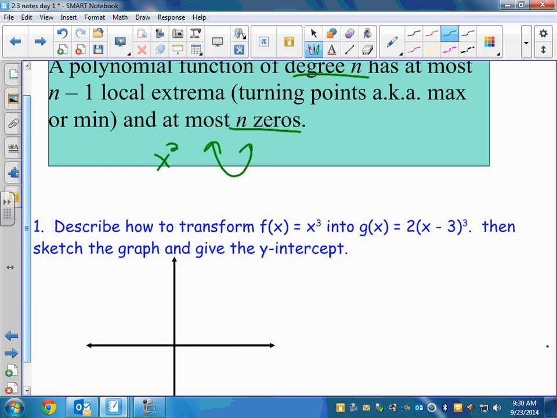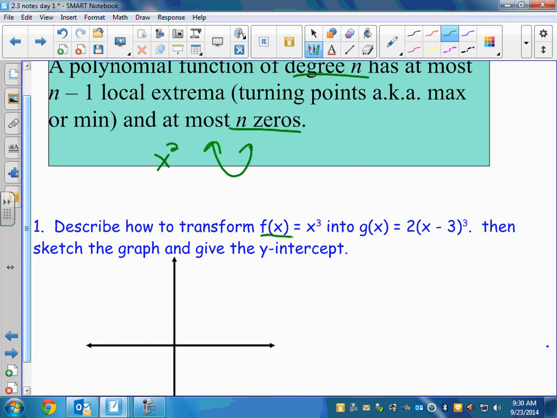And so it says, describe how to transform x cubed into 2 times x minus 3 cubed, then sketch the graph and give the y-intercept. Just to reiterate the directions in the homework. Sometimes I say when it says check graphically, you don't have to do it, because check graphically means they want you to just verify your answer using a graphing calculator. But if it says sketch the graph, that means they want you to actually draw the graph out, and I want you to actually draw the graph out. And so there are some in your homework today that say sketch the graph. Like the very first one is just like this. I do want you to sketch the graph.